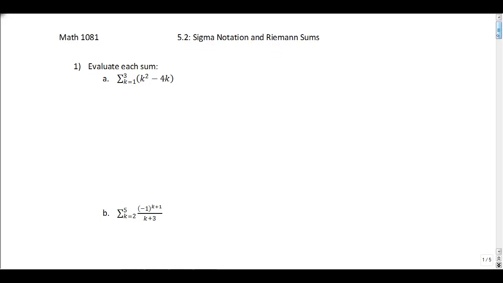Now, I could just write these out. So one thing I could do here is just plug in k equals 1, k equals 2, k equals 3. So in k equals 1, I have 1 squared minus 4 times 1. And then plus when k equals 2 would be 2 squared minus 4 times 2. Plus when k equals 3, I'm going to get 3 squared minus 4 times 3.